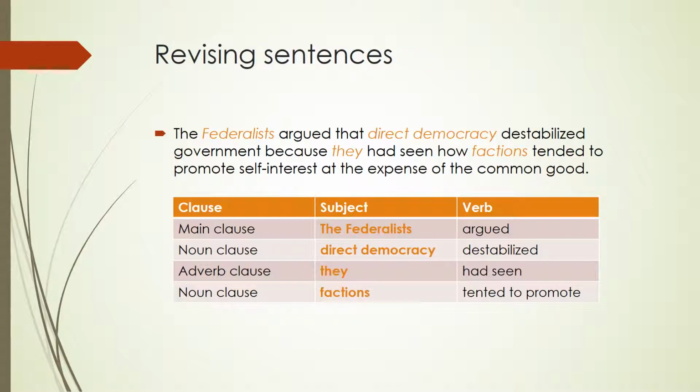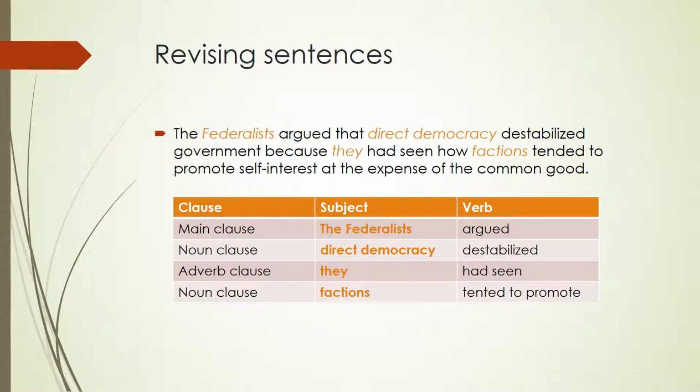So let's analyze why our sample sentence is clear and readable. And here it is. The Federalist argued that direct democracy destabilized government because they had seen how factions tended to promote self-interest at the expense of the common good. Well, generally, this sentence is clear because its characters act through strong verbs.